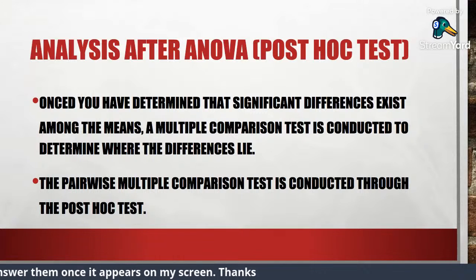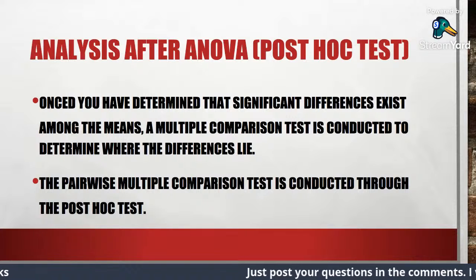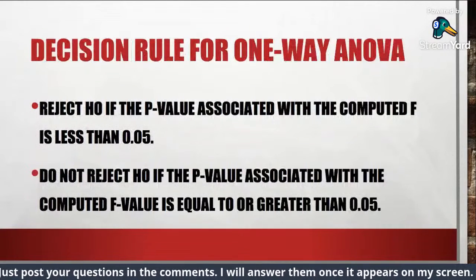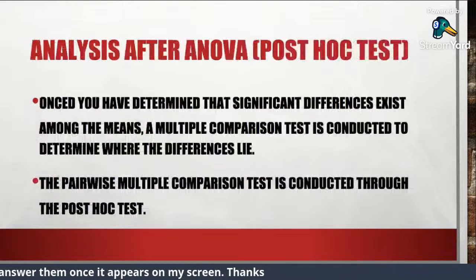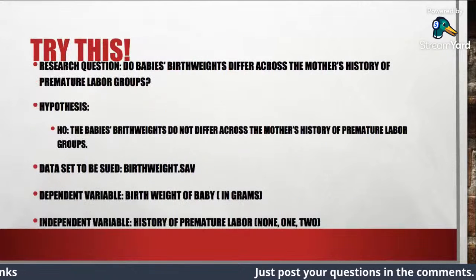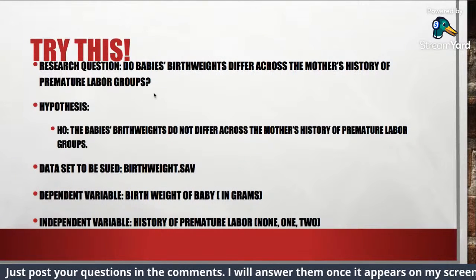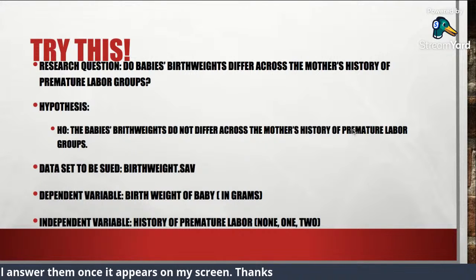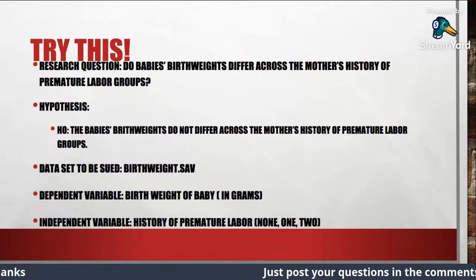Okay, so you're done. The next thing that we are going to do is, wait, I'm just going to show you my screen. Just like what we did, we are testing the null hypothesis. What is our problem here? Let's check out. Do babies' birth weights differ across the mother's history of premature labor groups? Our hypothesis here is the baby's birth weights do not differ across the mother's history of premature labor groups. So we're going to test the same hypothesis.